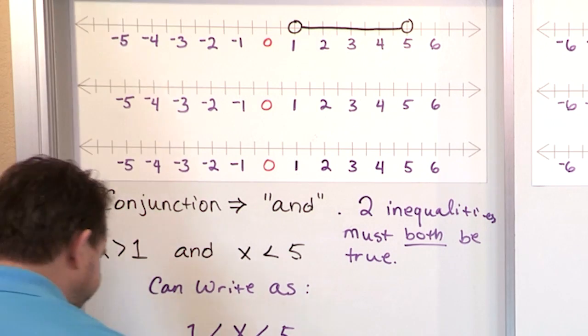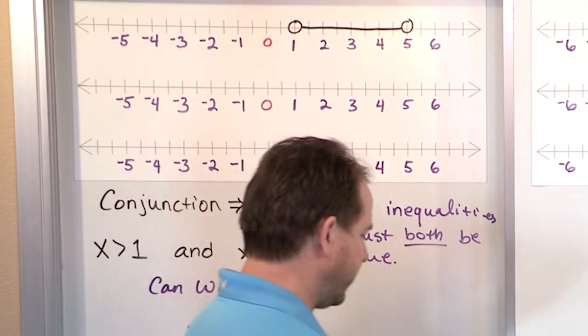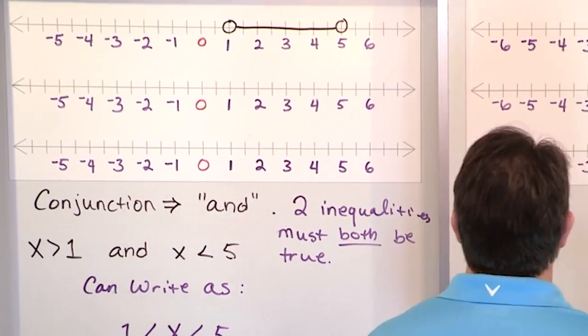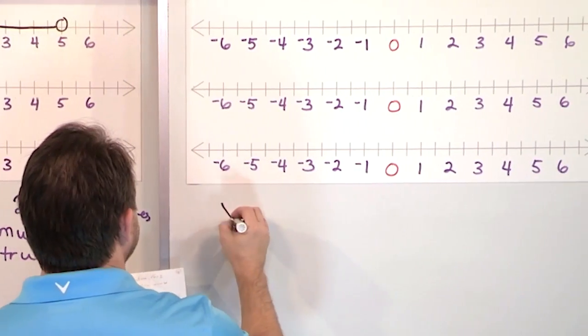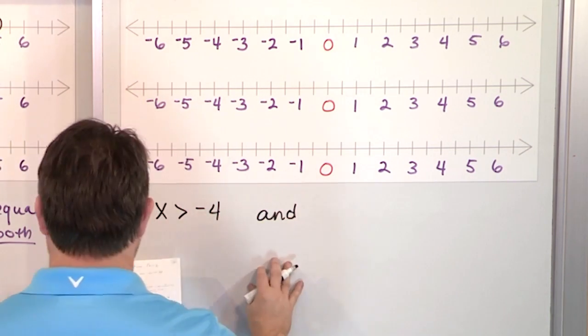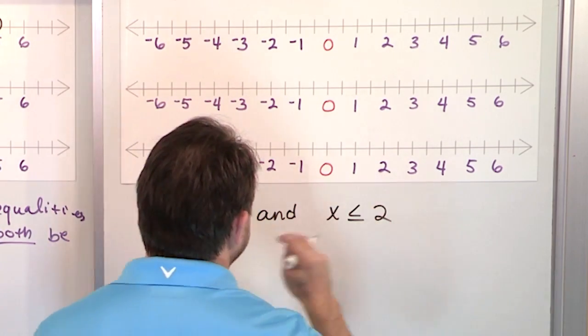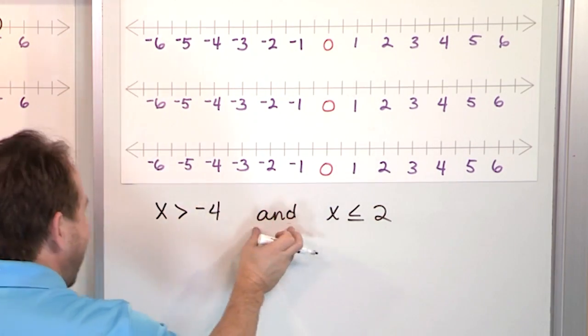All right, let's do another one just to get to where we understand that. Let's say we have the inequality x greater than -4 and x less than 2, or let's make it x less than or equal to 2. Same sort of thing. This is true and this is true.